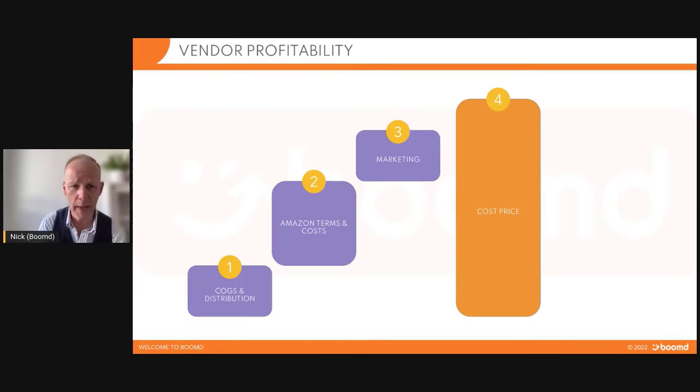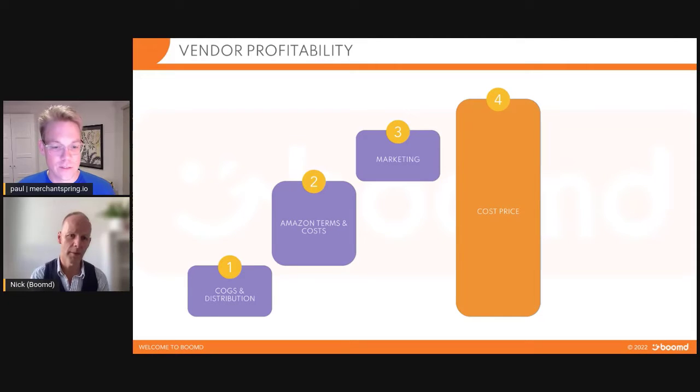Can you just lay a little bit of the groundwork in terms of profitability when it comes to the Amazon vendor model? We've summarized the three areas. The first is cost of goods and the distributions. Moving on to the Amazon terms, you have a relationship, a document that sets out the costs and the terms associated with the relationship with Amazon. And then marketing, something that really trips some vendors up. How that relates to the cost price and at the end, profitability.